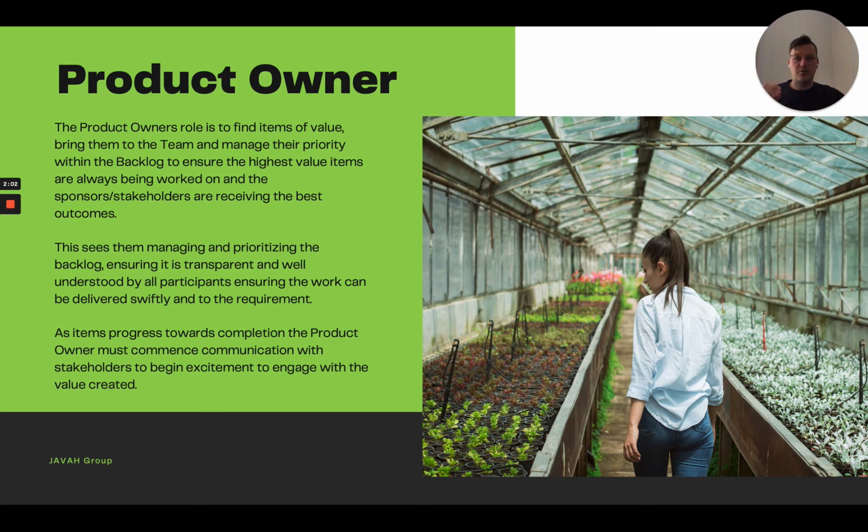But basically, the product owner's role is to live and breathe the backlog and, in my experience, the engagement with the sponsors or the key stakeholders. So they need to find items of value, bring them to the team, and then manage their priority with the backlog to ensure that the highest value items are always at the top of that backlog, and that everything else in that backlog is in a decreasing order of value and priority.